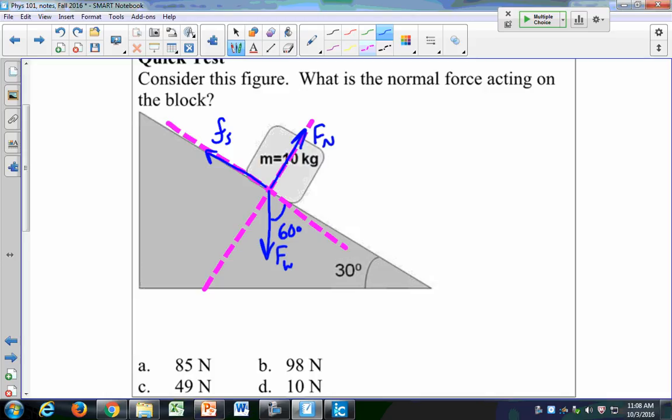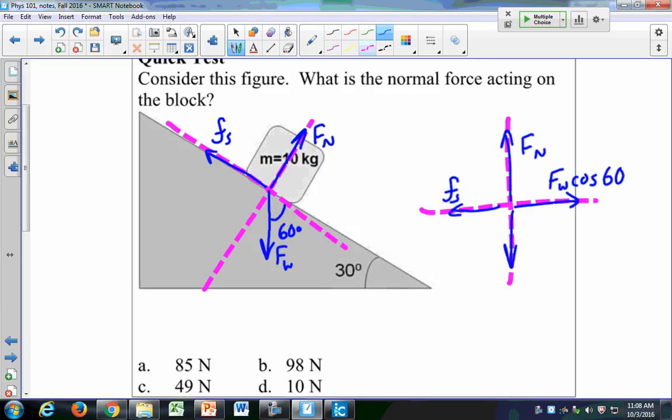I can go ahead and resolve my vectors. I'll draw a separate coordinate system over here and draw my resolved vectors. I have Fn, Fs, Fw cosine 60, and Fw sine 60. That's where I've resolved my vectors.